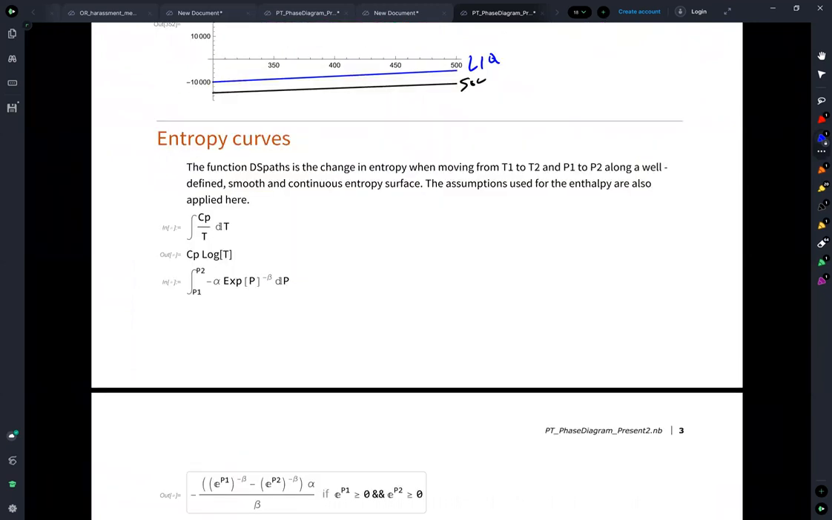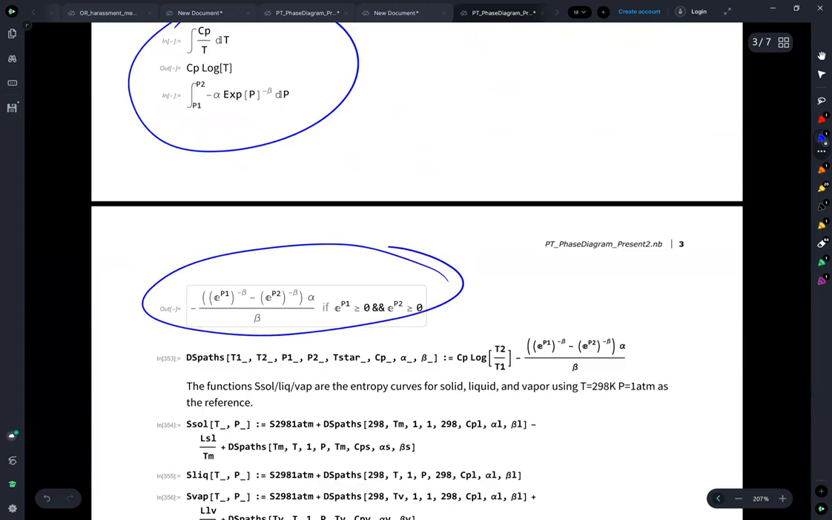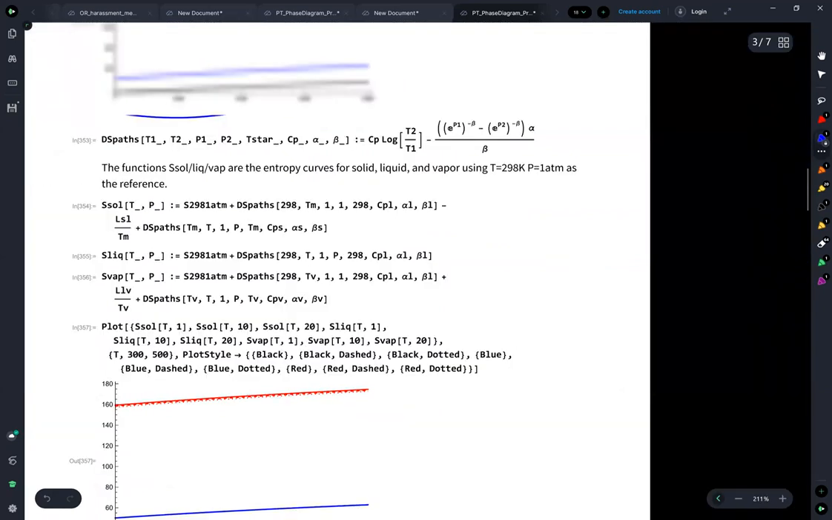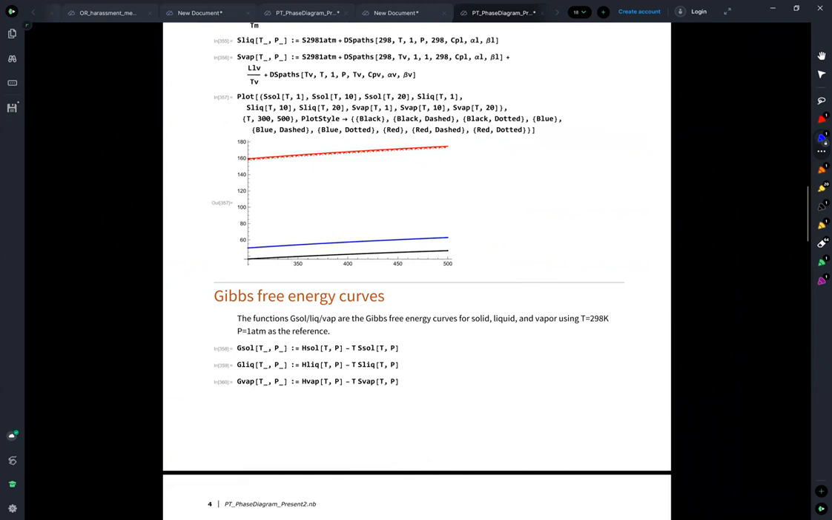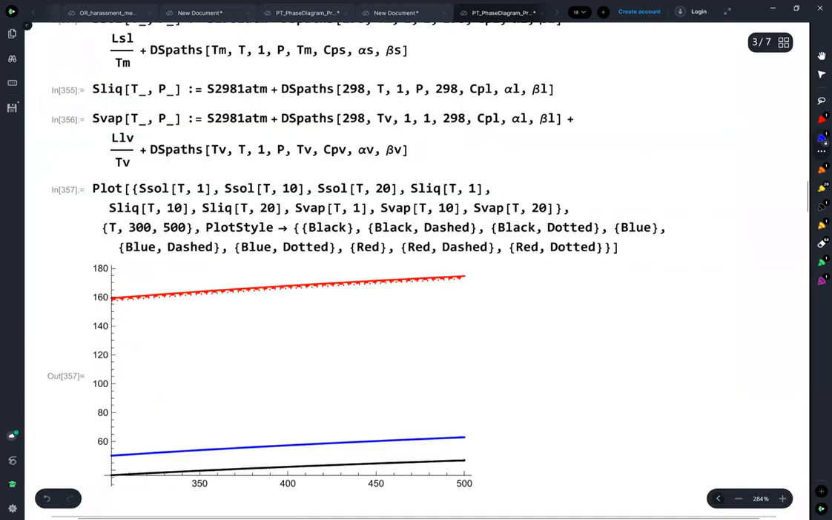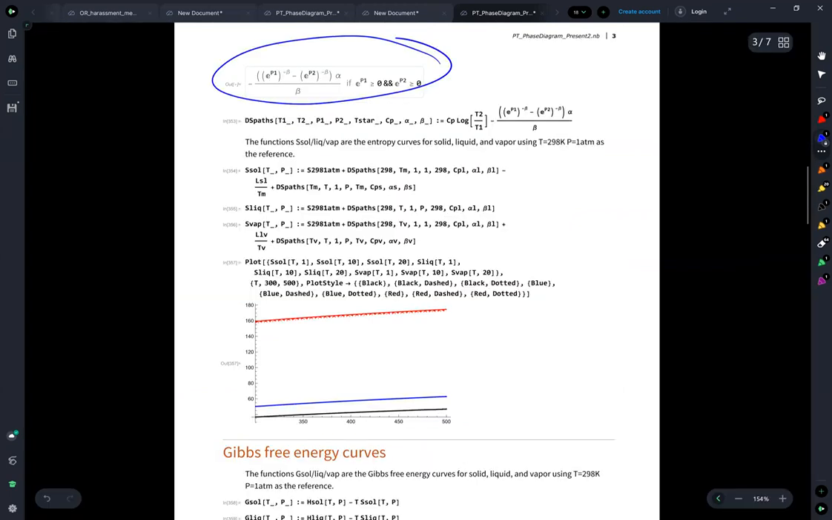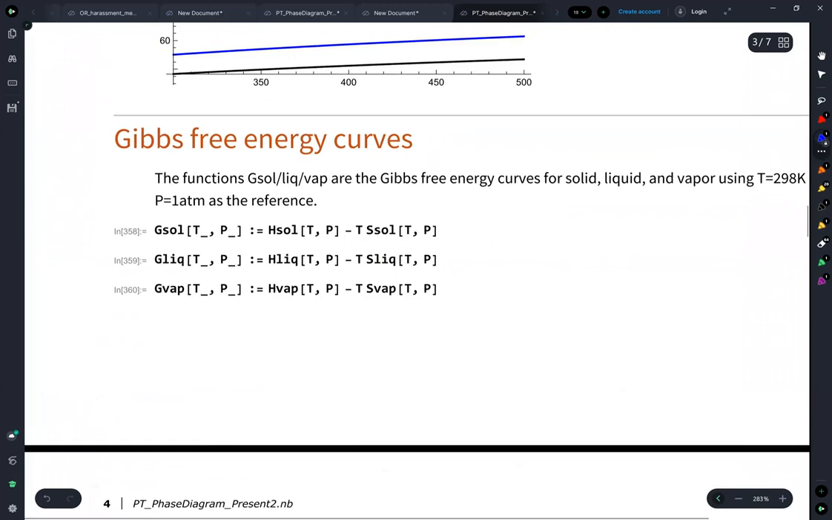I've done the same for the entropy as I did for the enthalpy. Same paths. And this is our entropy curves, which means we can come down and look at our Gibbs free energy.